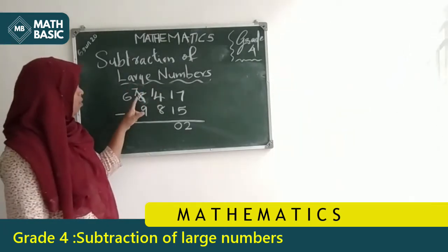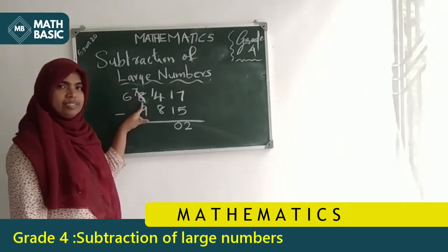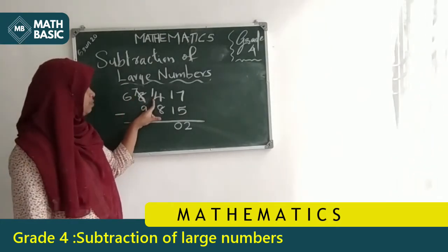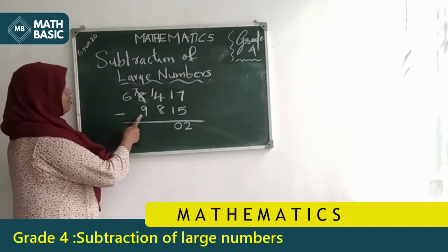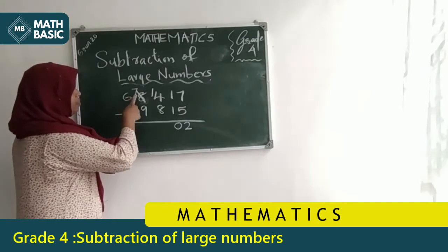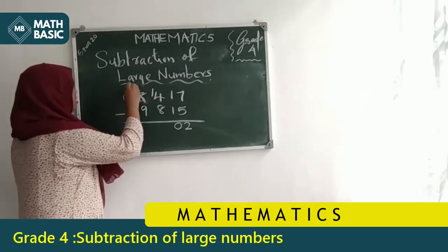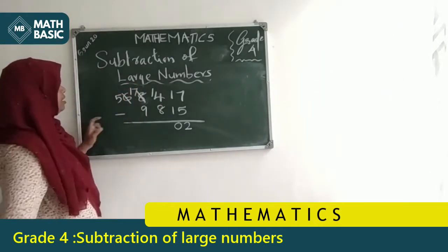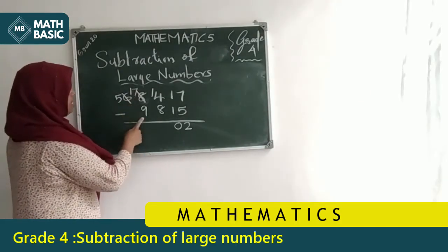We borrowed 1 from the thousands place. 8 is in the thousands place, that 1. We borrowed here and made it 14. Here 7. See here also, this is 9. 9 subtracting from 7 again is impossible. So make it 17. Here how can we make it? This is 5. Then 17, here 9 subtracting.